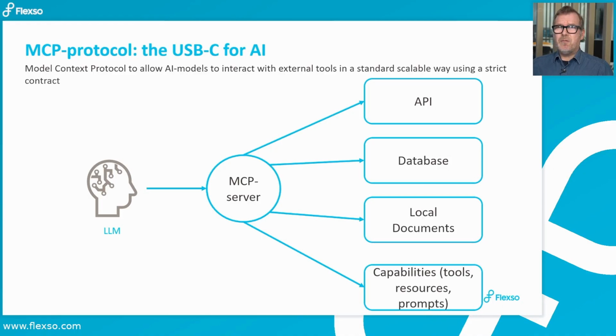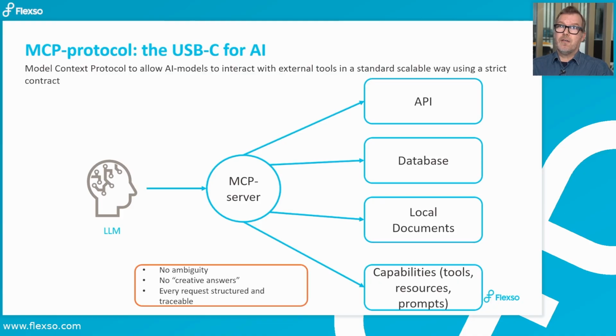So what's an MCP? Think of the protocol as a USB-C for AI. It allows you to connect the AI you use, whether it's Copilot or ChatGPT or Joule, to particular capabilities, other databases, or your S4 system via APIs, or to a set of documents, etc. And it ensures that when the AI asks a question to the MCP server, there are no ambiguous answers. The MCP server will always create a structured and traceable request and answer.